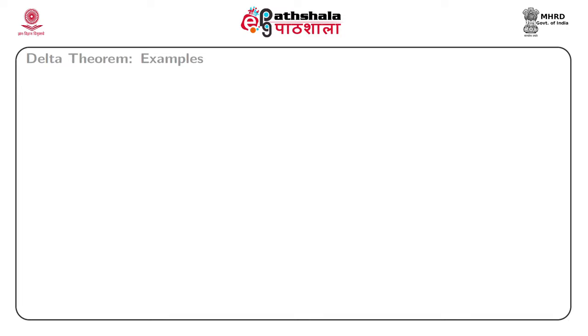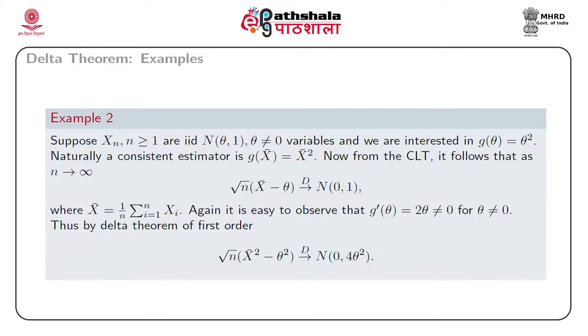Let us consider our next example. Suppose x_n are IID normal(theta, 1) variables where theta is not equal to 0, and we are interested in g(theta) equal to theta square. Naturally, a consistent estimator is g(x bar) equal to x bar square. Now, from the CLT, it follows that as n tends to infinity, square root of n times (x bar minus theta) converges in distribution to a standard normal variable.